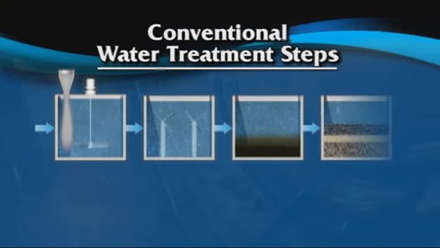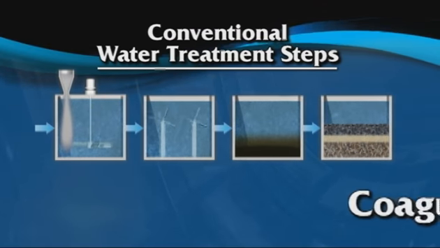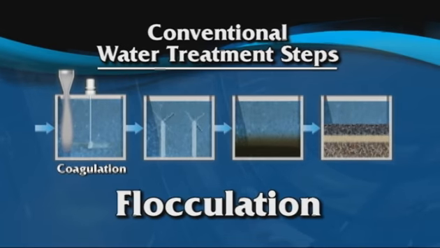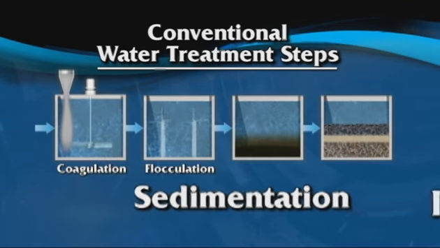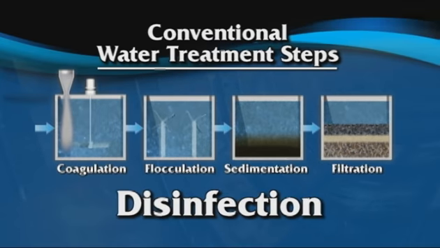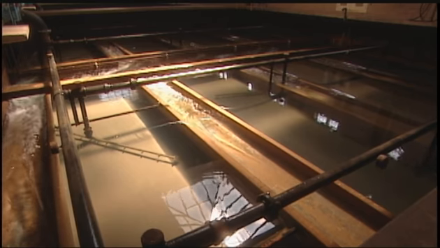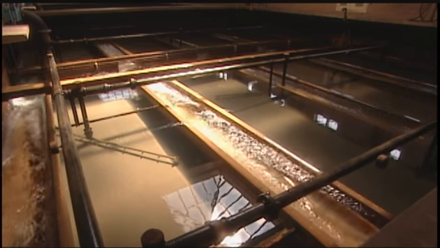The most common method to do that is conventional water treatment, which includes several stages: coagulation, flocculation, sedimentation, filtration, and disinfection. Each of these stages provides a barrier to the passage of particles and microorganisms through the treatment plant, a strategy known as the multi-barrier approach.